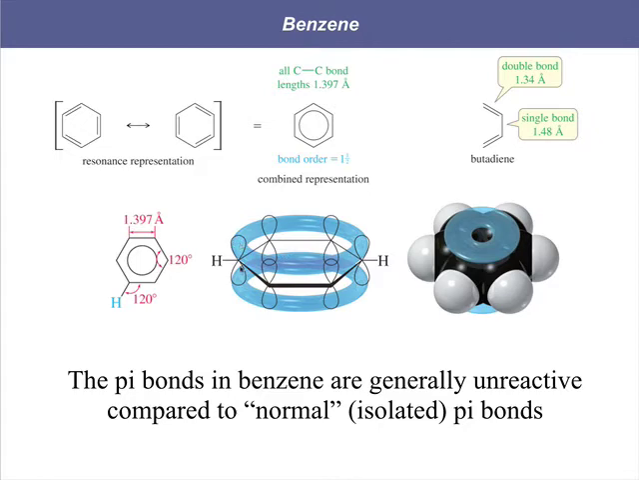This means that these pi bonds are not really normal pi bonds. They're not normal double bonds. In fact, the pi bonds in benzene are generally unreactive towards normal pi bond reactions. So we're going to learn more about double bond reactions in the future, and we're going to learn specifically about benzene reactions in the future. But for now, I want you to know that these double bonds are not normal double bonds. And the reason they're not normal is because their locations are constantly moving. The electrons are not stuck between two atoms like a normal double bond would be. They get to move around all the atoms, and that makes their behavior fundamentally different.